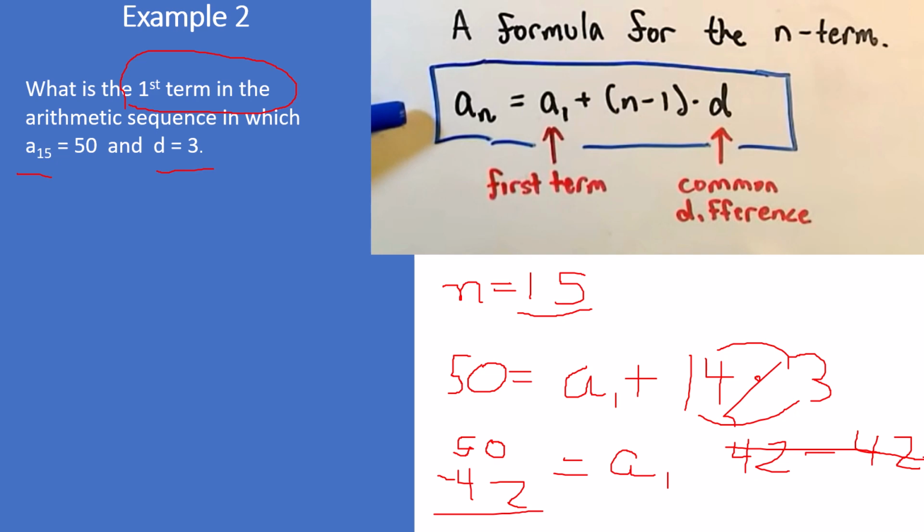So 50 minus 42 is 8. So A sub 1, the first term, is equal to 8.